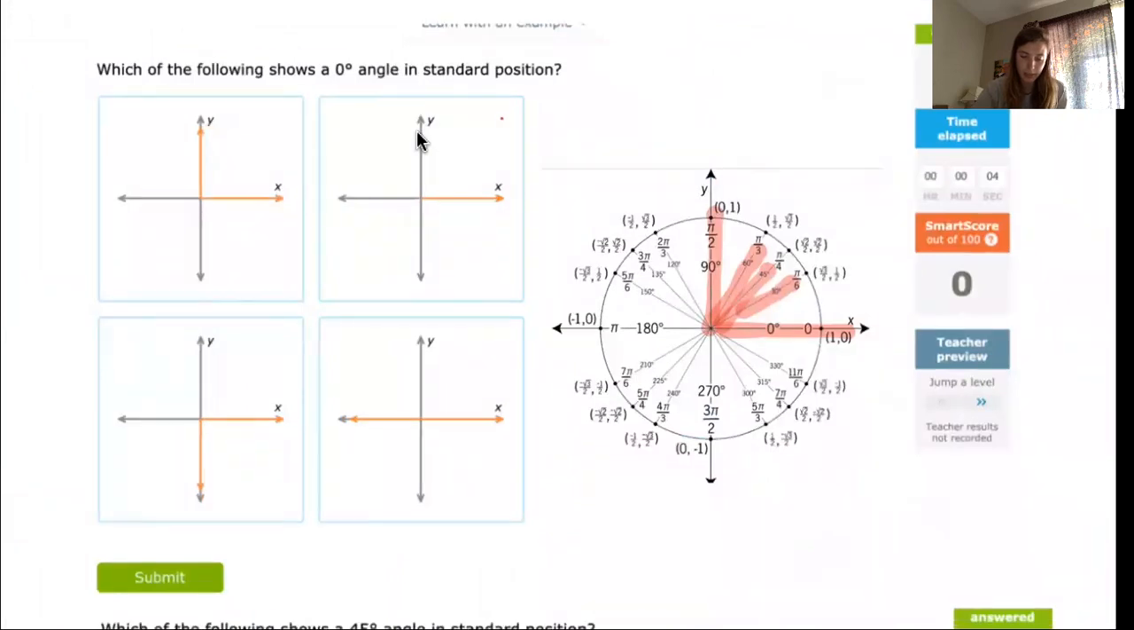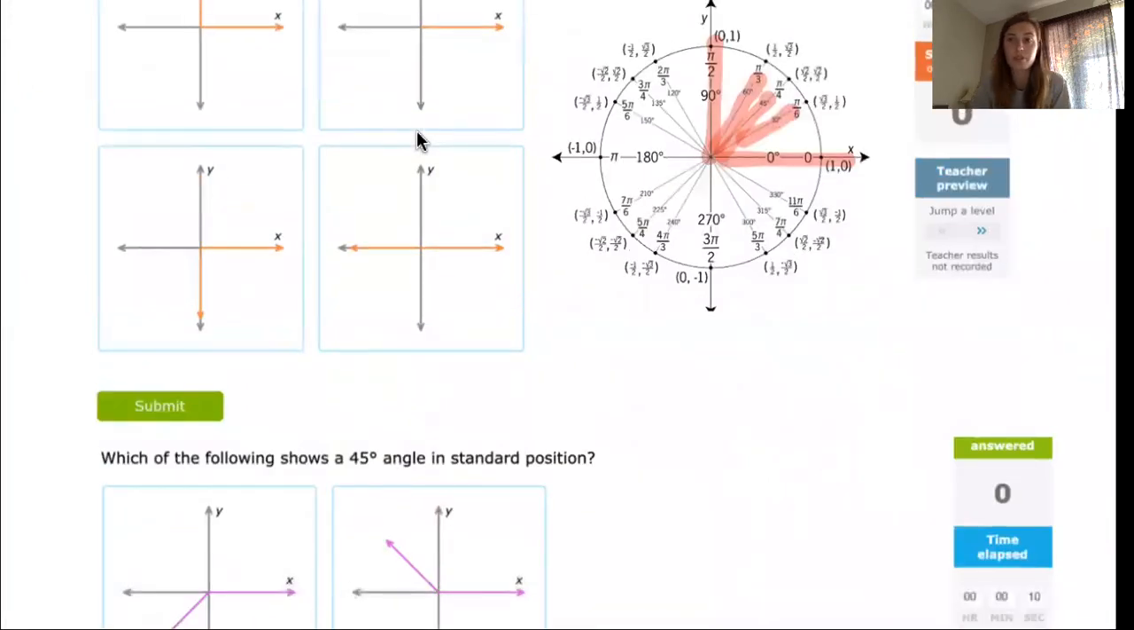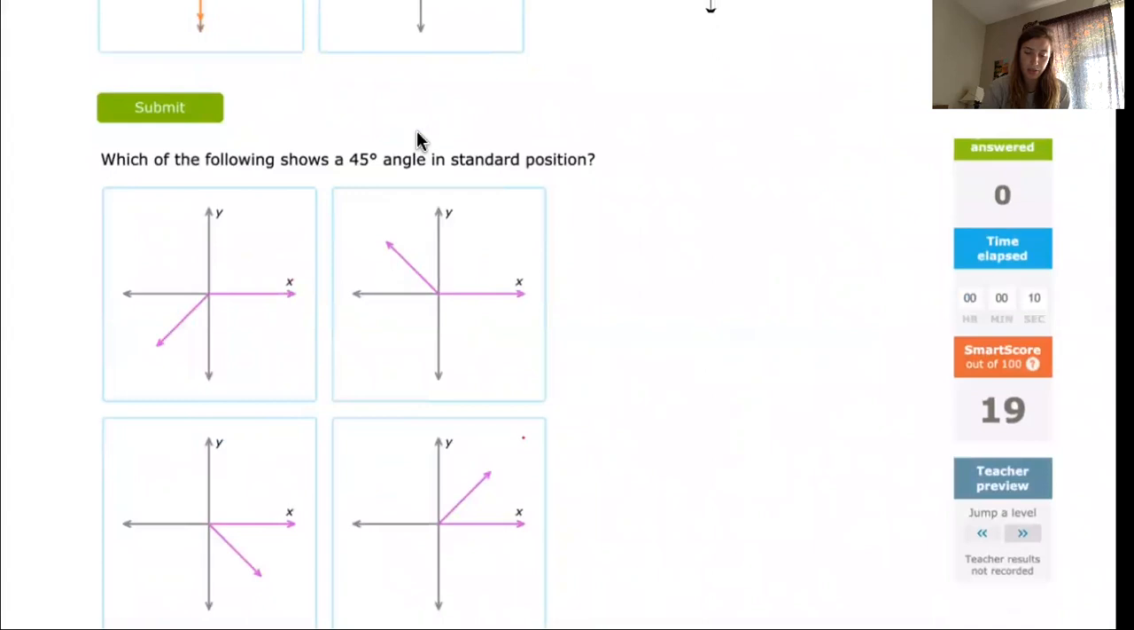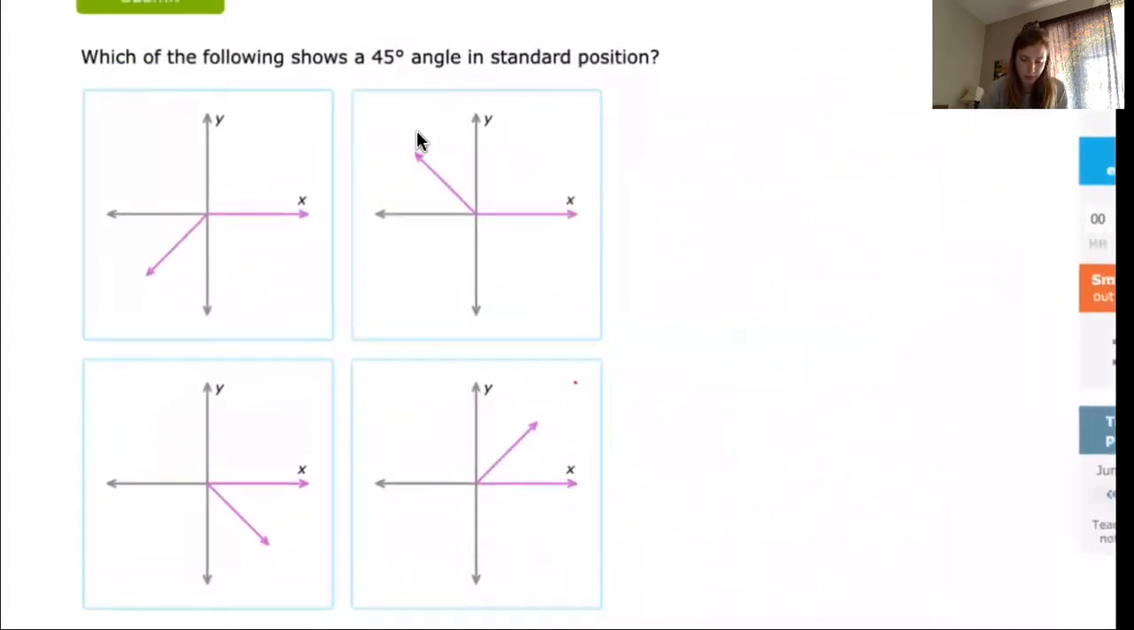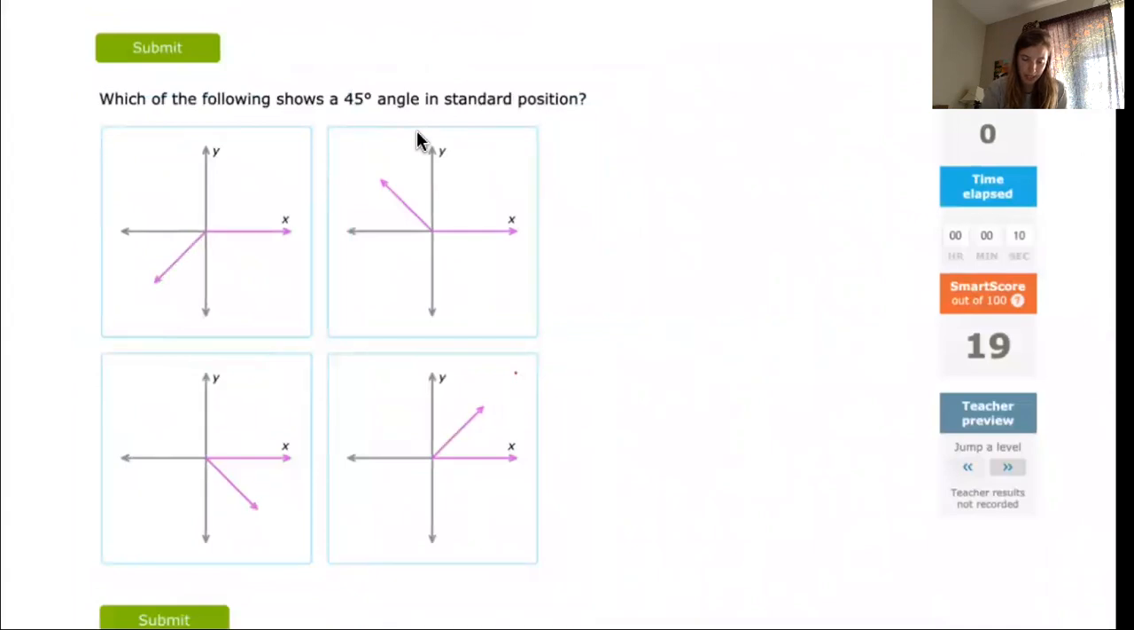Let's move on, look at a little bit trickier. I just wanted to make sure we know to refer to the unit circle for these. So, a 45-degree angle in standard position. 45 degrees is halfway between 0 and 90, right? So that means we're going to be looking at this one right there. That angle is 45 degrees in standard position.